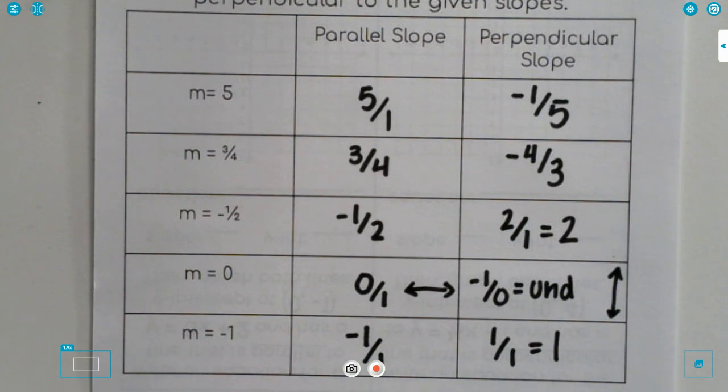So what you guys need to know is to find a slope that's parallel, it's just the exact same thing. And to find a slope that is perpendicular, you take it, you make it the opposite sign, positive or negative, and then you also flip it.